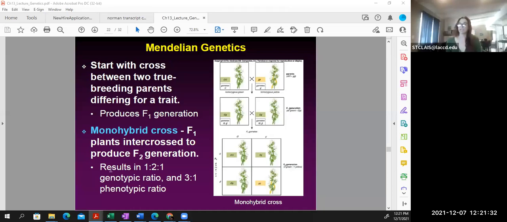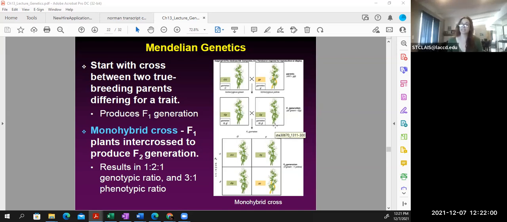Now the second parent was homozygous for the yellow trait, so it has the alleles little g, little g. The only gametes that it can contribute to the next generation are going to be little g, because this is a homozygous yellow individual. Okay, so when the parents are crossed, you get the F1 generation, which is all green. The F1 generation is all identical.